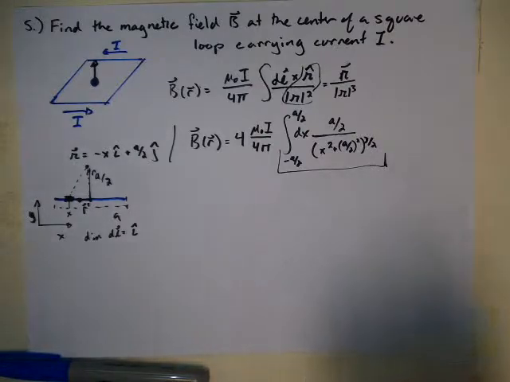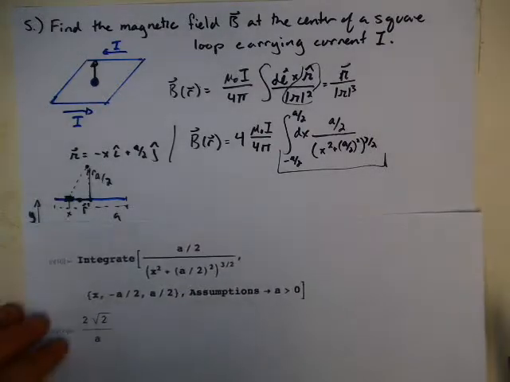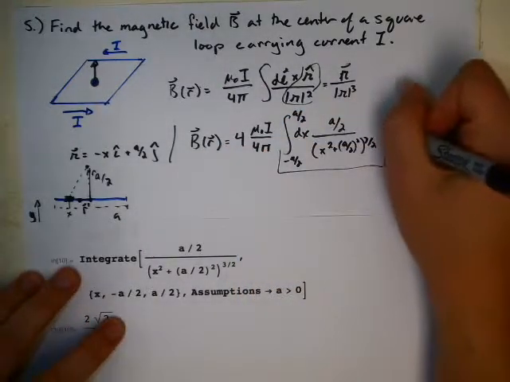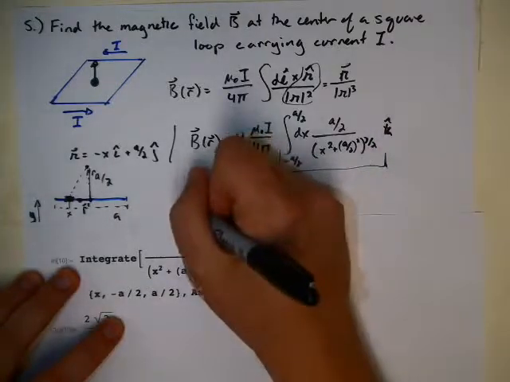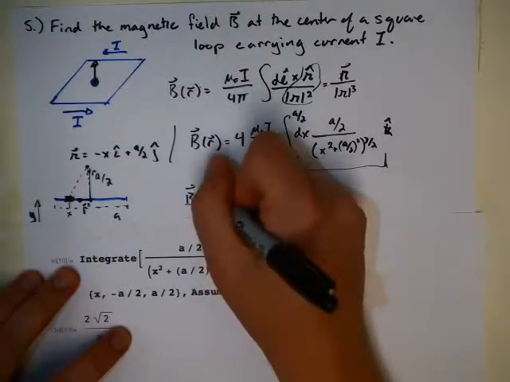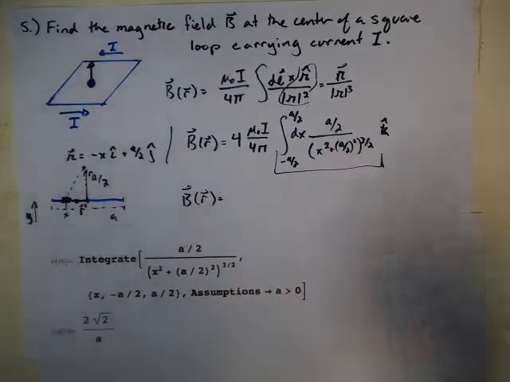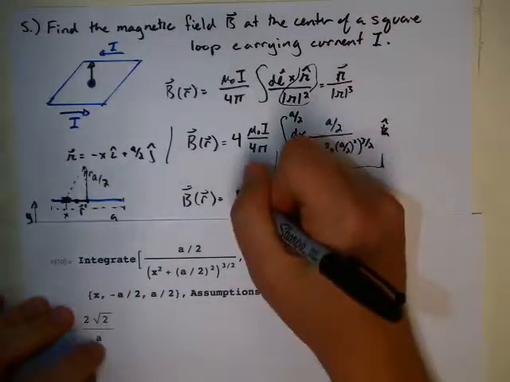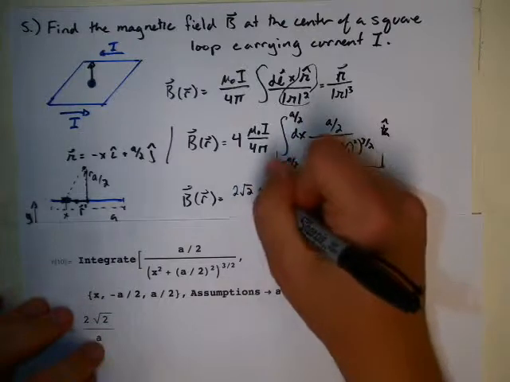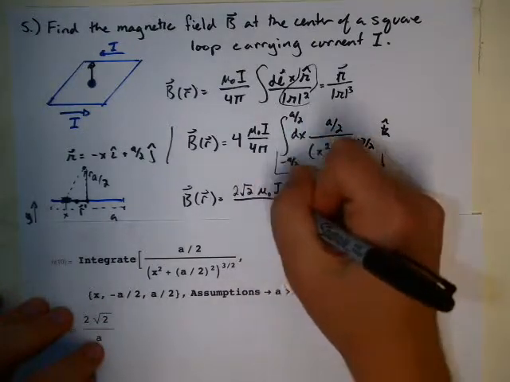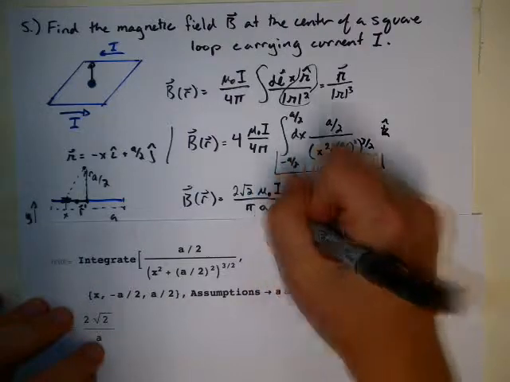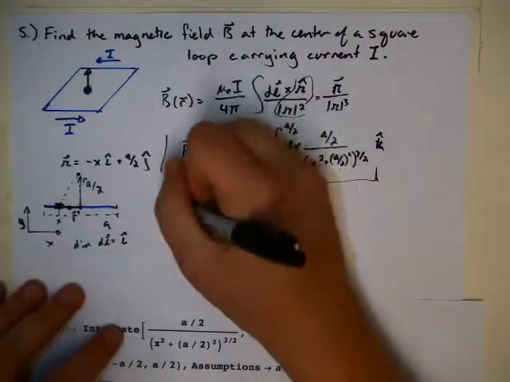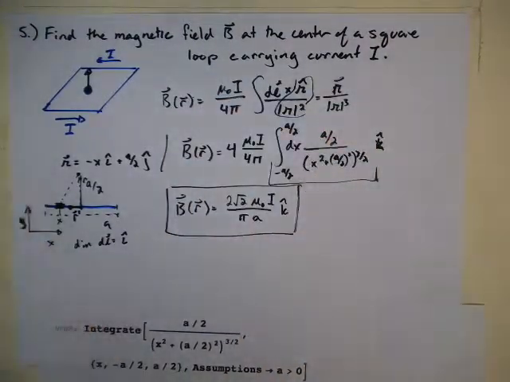I am a very lazy person, and so I will simply use Mathematica to evaluate the integral, and in the k hat direction, of course, I can now use that. So this B of r is going to be equal to, the 4 is going to cancel there, I'm still going to have the 2 over root 2, and so this will be 2 root 2 mu I over pi a, k hat. And that's it. That is the magnetic field in the center of this square loop.